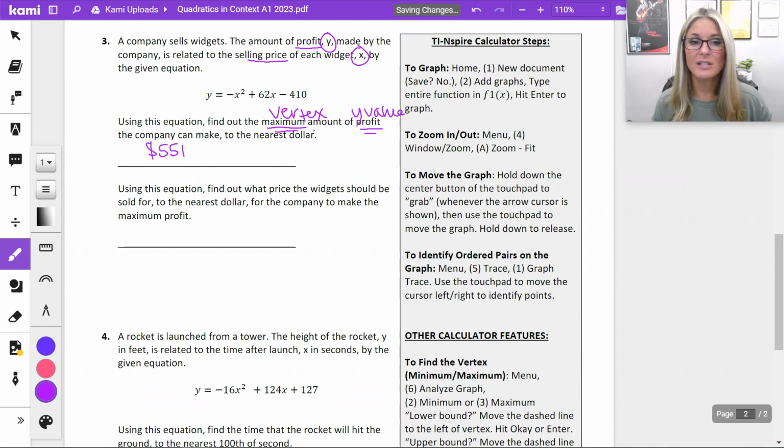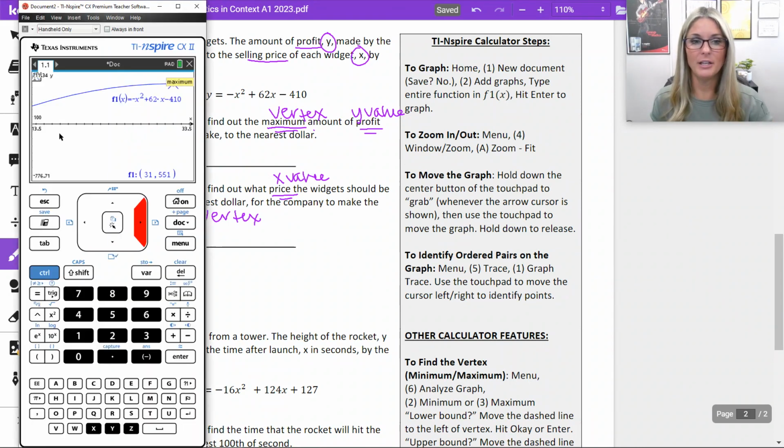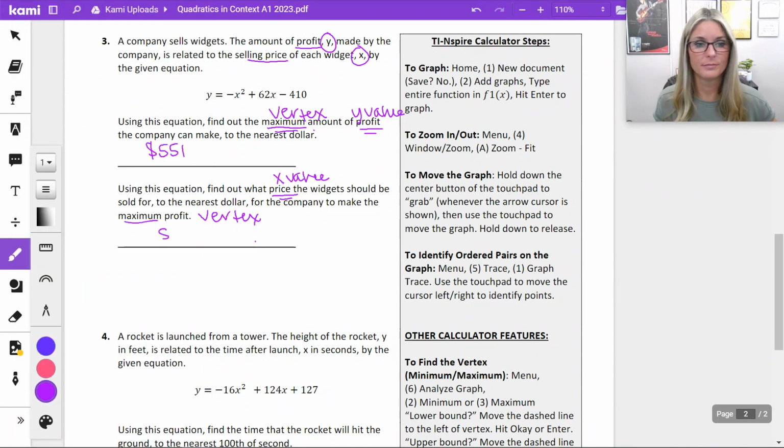Question 2, using this equation, find out the price, that's X, right? The X value the widget should be sold for to the nearest dollar for the company to make a maximum profit. So we're still talking about the vertex. So we just finished looking at that vertex on our graph for the Y value. What was the X? 31. So each widget needs to be $31 in order for them to make a maximum profit of $551.